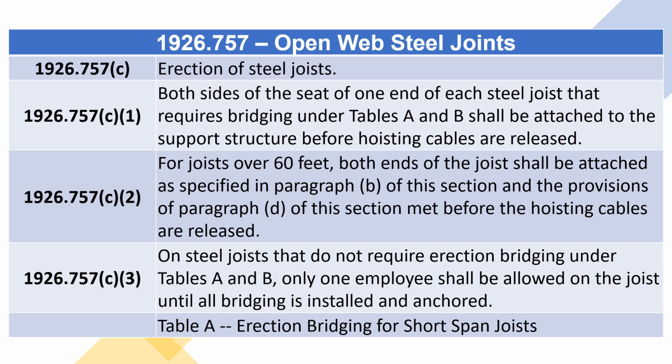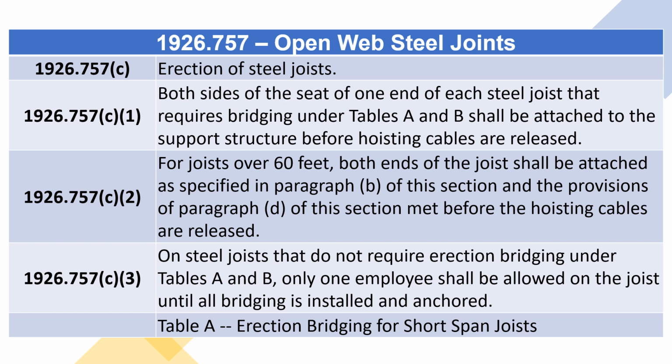1926.757 C, erection of steel joists. 1926.757 C1, both sides of the seat of one end of each steel joist that requires bridging under Tables A and B shall be attached to the support structure before hoisting cables are released. 1926.757 C2, for joists over 60 feet, both ends of the joist shall be attached as specified in paragraph B of this section and the provisions of paragraph D of this section met before the hoisting cables are released.